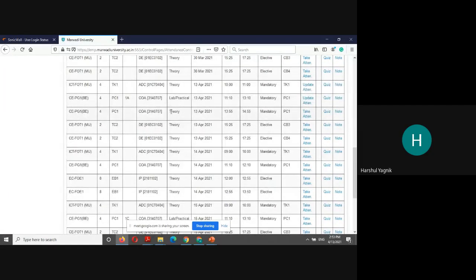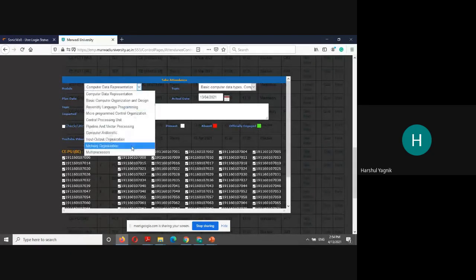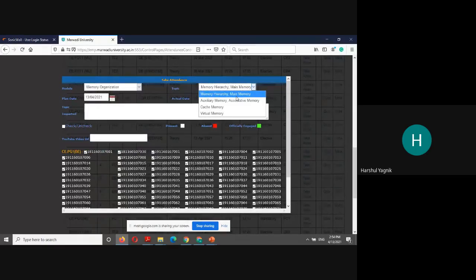It is 13th, and yes, we have seen memory organization. Today we have seen two topics actually. Memory hierarchy, auxiliary, associative. This is the introduction.